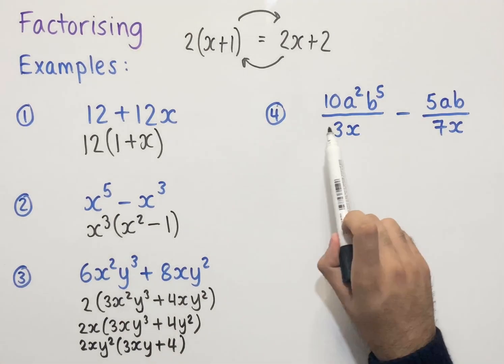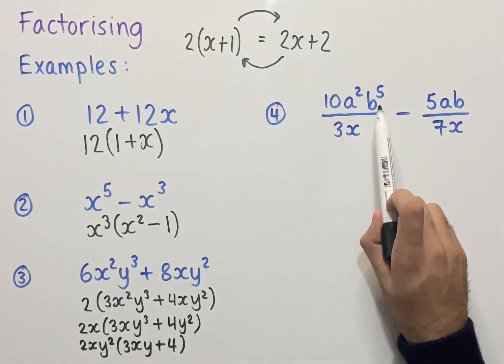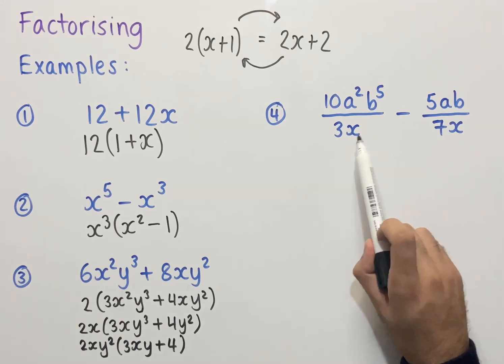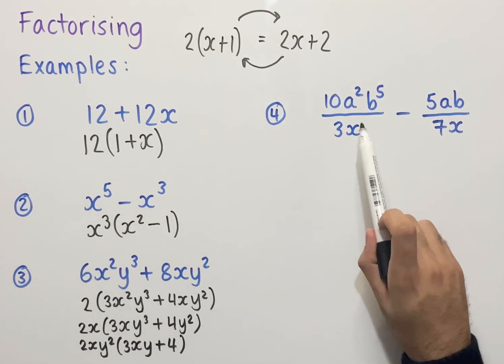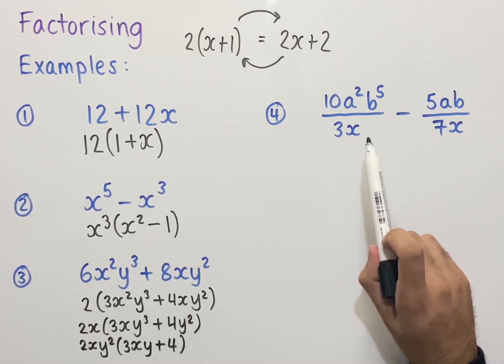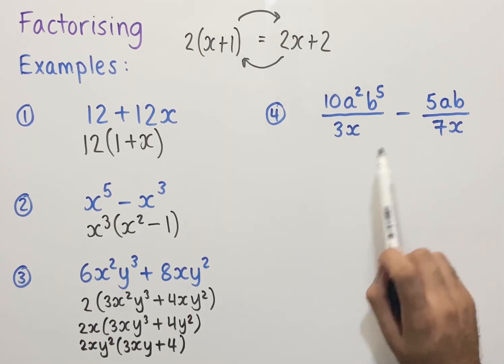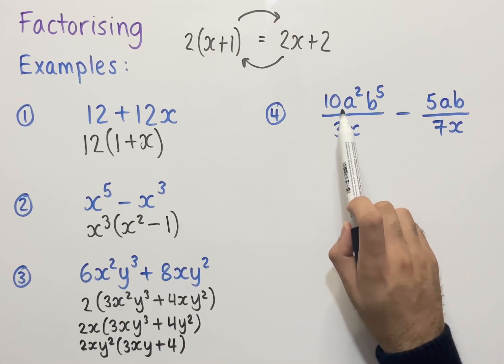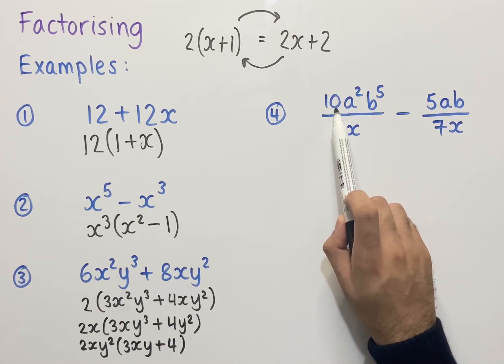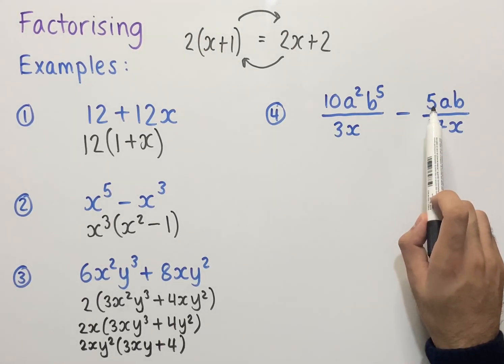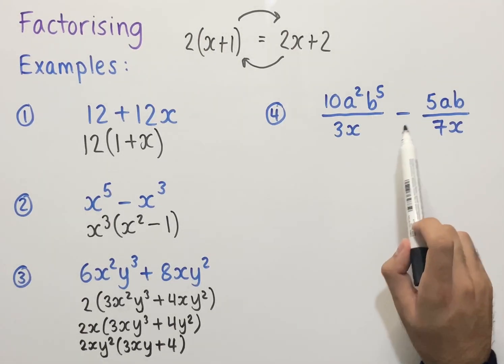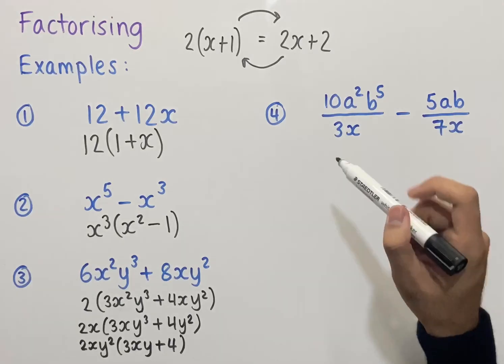Looking at the final example here, we've got 10a squared b to the power of 5 all over 3x minus 5ab all over 7x. So we've got two fractions here, and we're now going to factorize both of these. So looking at the first fraction, in the numerator we've got 10, so let's start with the numbers. And in the second fraction, in the numerator, we've got 5. So from both of these fractions, from the numerator we can factorize a 5 out.